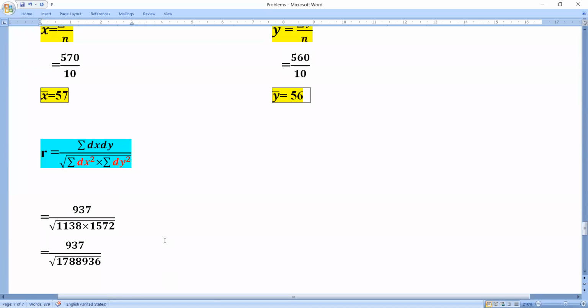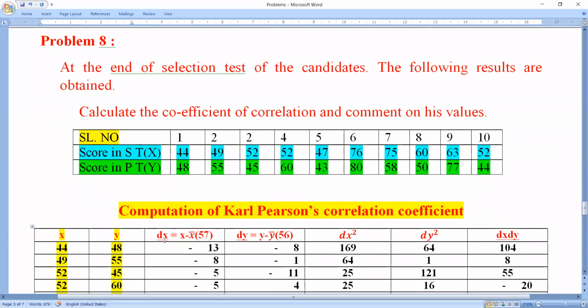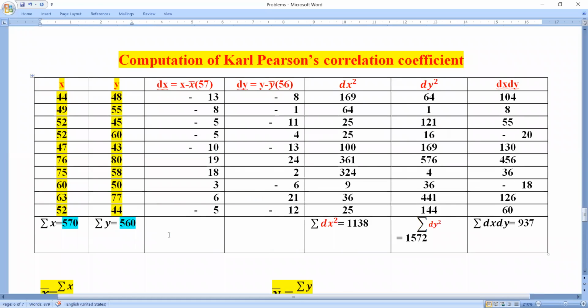So this is regarding the eighth problem. In the eighth problem, serial numbers are given, but we can't take the serial numbers. We should take the score in ST and score in PT.